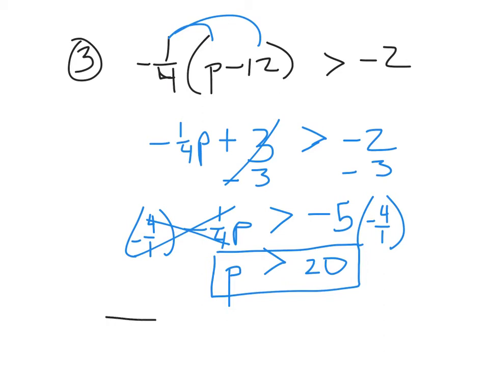And again, graphing this, I'm going to say that this is 20. And in this case, it is an open circle because it is not equal to. So I'm going to say open circle. And then it's everything to the right of this because P is greater than 20. All right, let's move on to example 3.